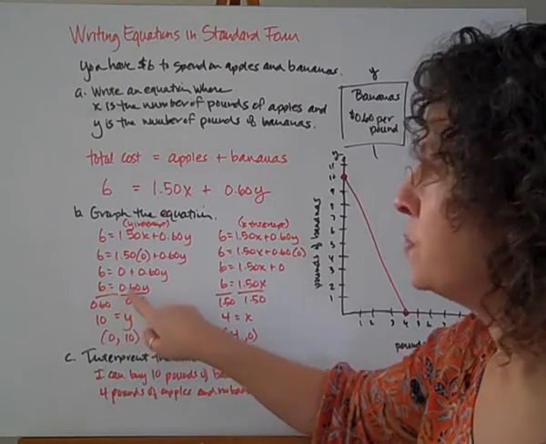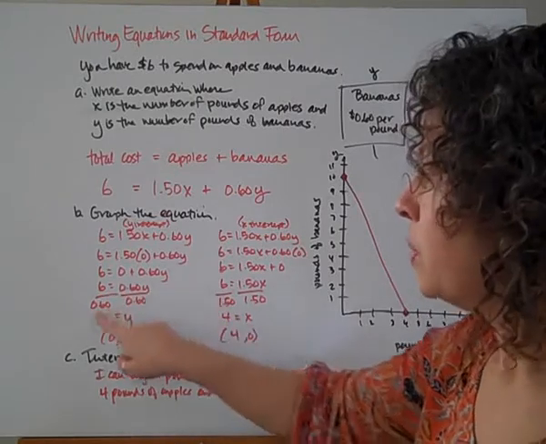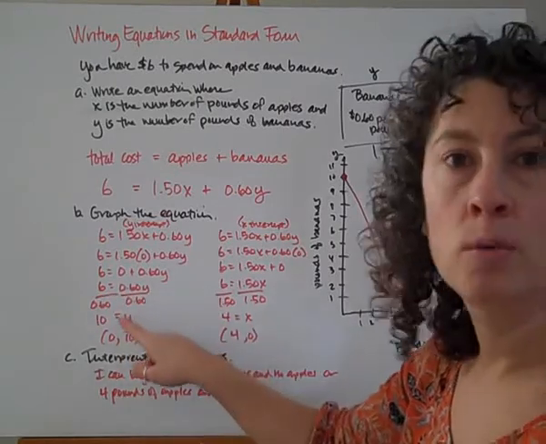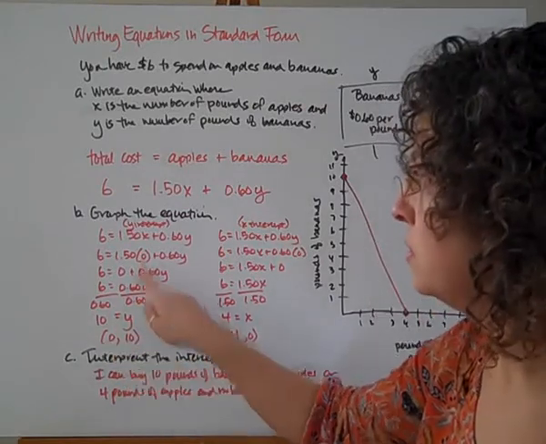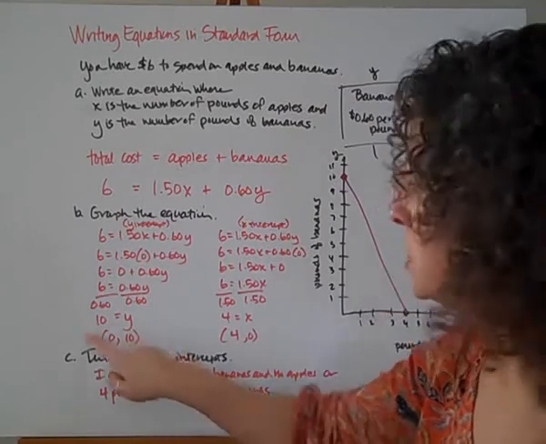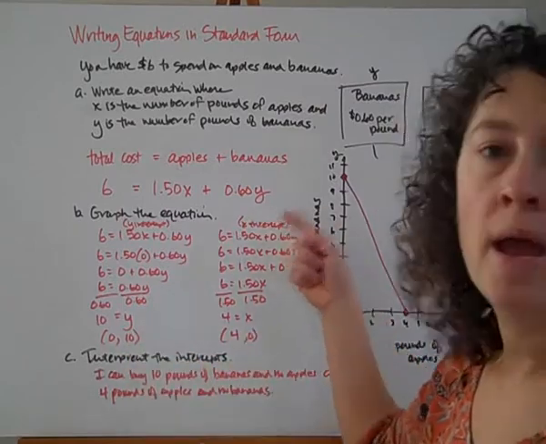I come up with 6 equals 0.60y. I divide by 0.60 on both sides, and I get y equals 10. So I have one intercept, my y-intercept, of 0 for x, and y equals 10. So there's one intercept. I'm going to come over and do my x-intercept.